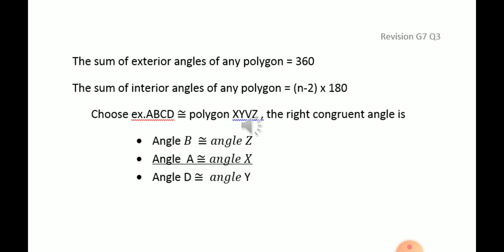Example: polygon ABCD is congruent to polygon XYVZ. The right congruent angle is angle A equals angle X.